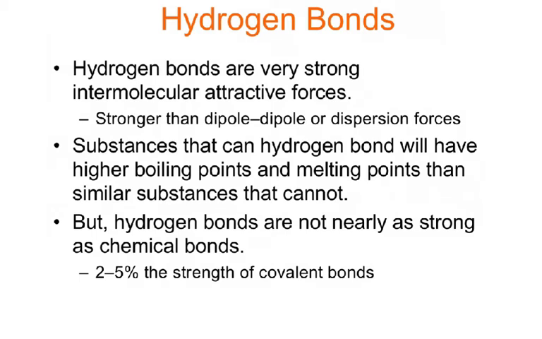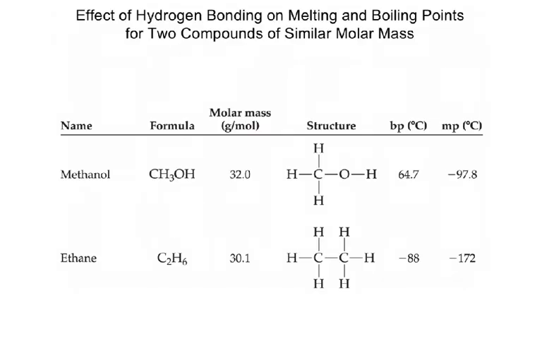Now, keep in mind a hydrogen bond is still an intermolecular force, so it's not as strong as a regular chemical bond, such as a covalent bond or an ionic bond. Those are intramolecular forces. In fact, although hydrogen bonds are pretty good intermolecular forces, they are only 2 to 5% of the strength of a covalent bond, which kind of puts in perspective how weak intermolecular forces are compared to intramolecular forces. Okay? So here we got two examples.